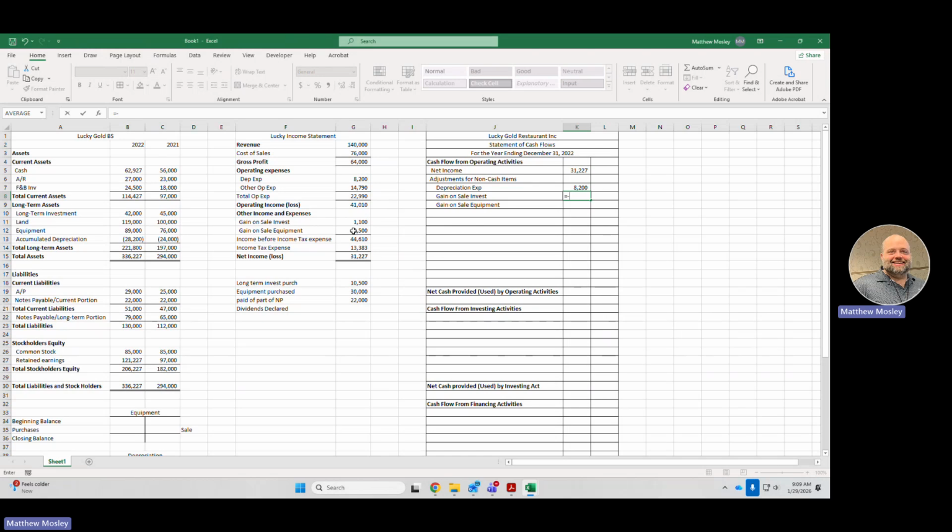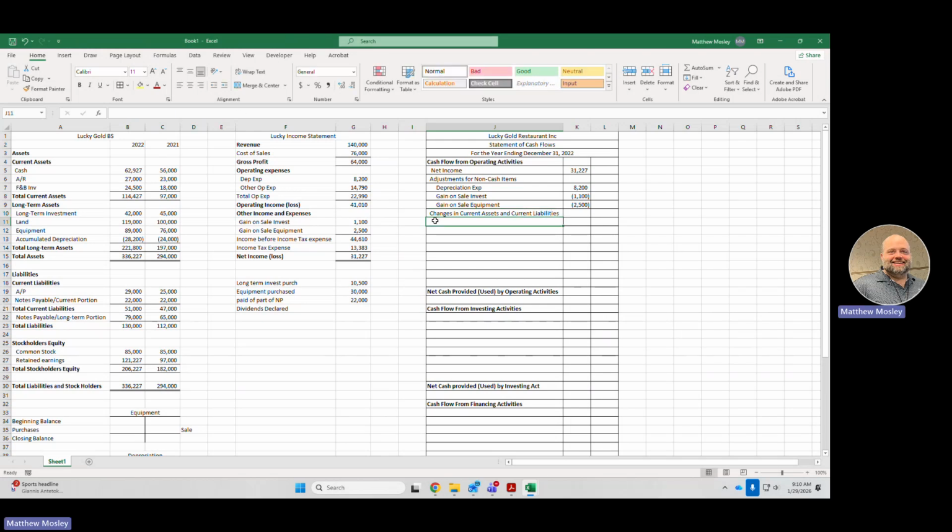And I'm going to put a negative right there because we are taking that money off. We're going to do the same thing for this gain on sale, and you can see how it automatically puts it into the brackets. Next, we're going to take a look at any more non-cash items. I don't see any. So now we can go ahead and do changes in current assets and current liabilities.